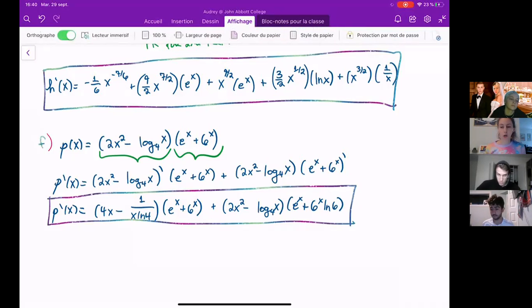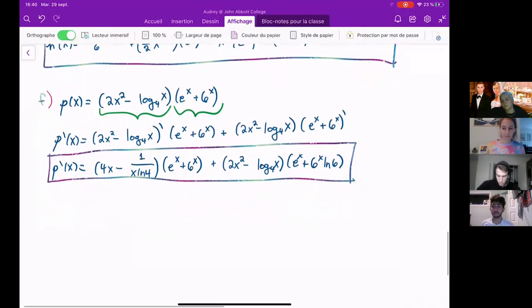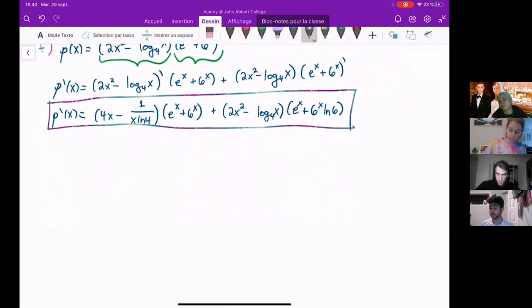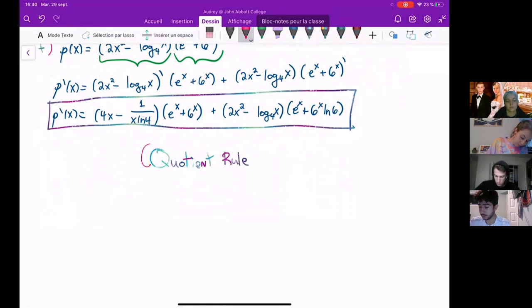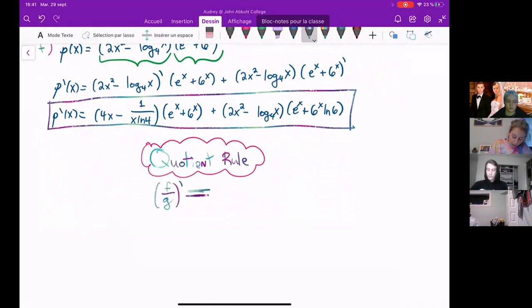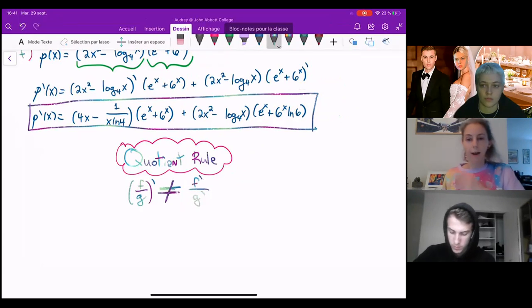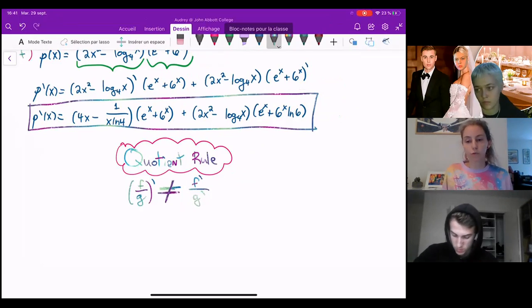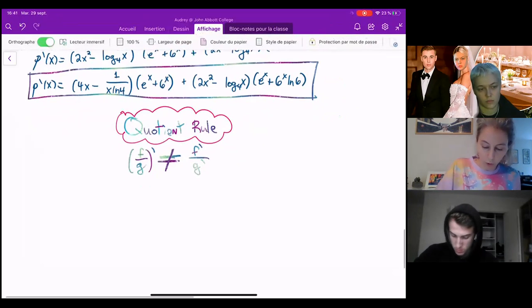Are y'all ready to learn a new rule? The quotient rule. So the same with the product rule, we said we can't do f prime g prime. With the quotient, if I have f over g and I want the derivative of that, it does not equal f prime over g prime. So in the same way that we had a special rule for products, we have a special rule for quotients.